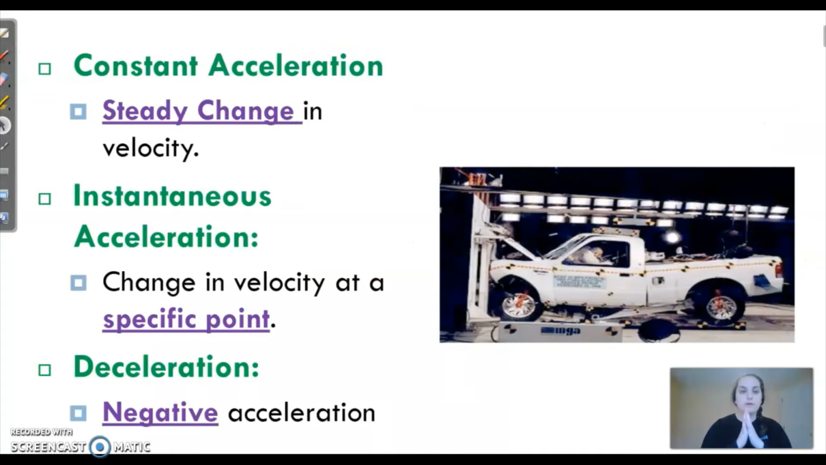So constant acceleration would be a steady change in your velocity. So your velocity is changing at the same rate. Instantaneous acceleration would be a specific change in your velocity at a specific point.